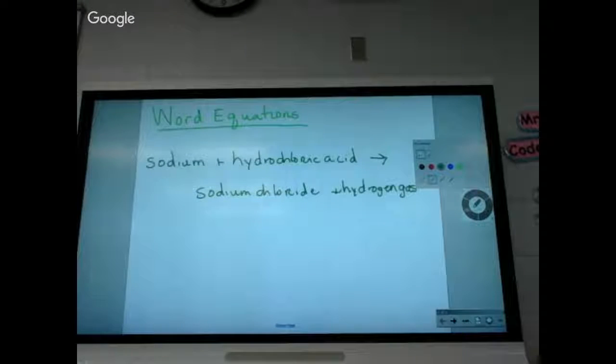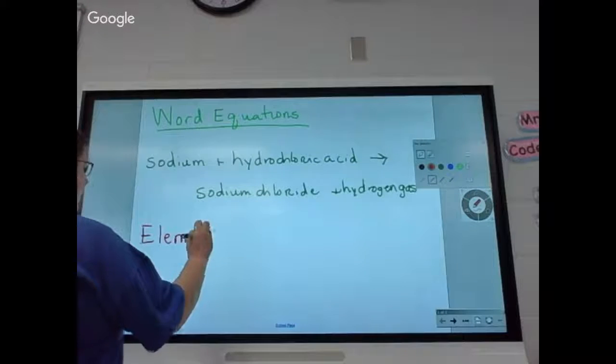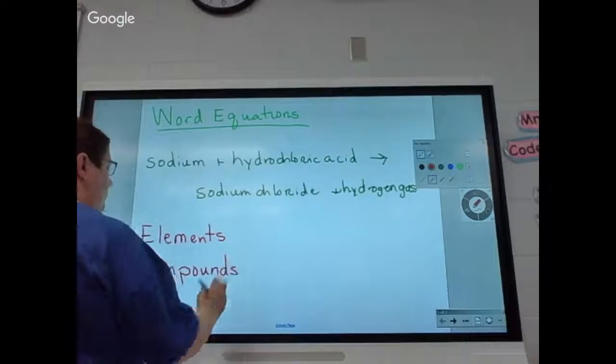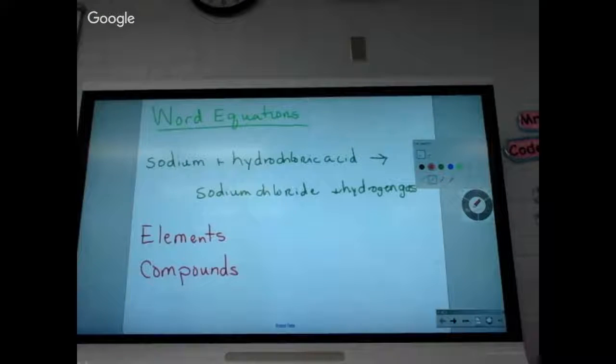Sodium plus hydrochloric acid yields sodium chloride plus hydrogen gas. Now, in this equation, we have two types of things. We have elements and we have compounds, right? Now, there are different sets of rules for elements and for compounds. The compound rules, we already know. It's the element rules we have to learn today, and then we'll be good to go. Okay? Is everybody caught up with me?